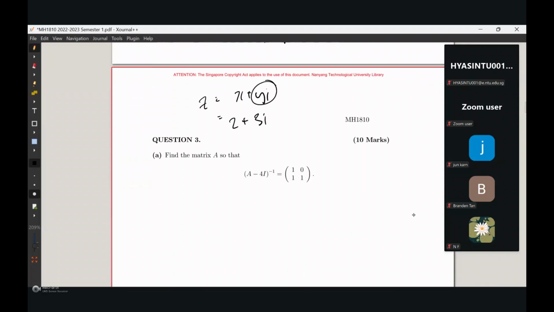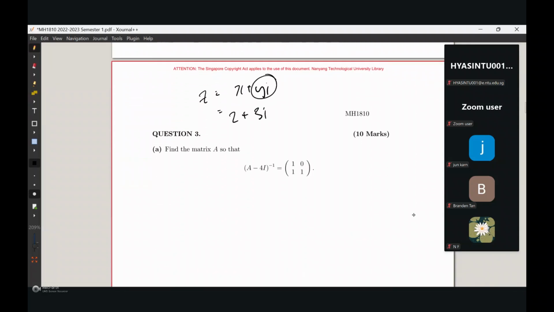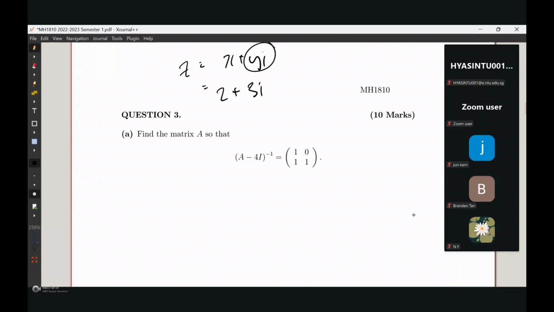So next question. Okay, find the matrix A so that A minus 4i to the power of the inverse equals 1, 0, 1, 1. Okay, so I mean we've seen this quite a couple of times in tutorials already. So the first thing you do, you apply inverse on both sides of the equation. A minus 4i inverse equals 1, 0, 1, 1.